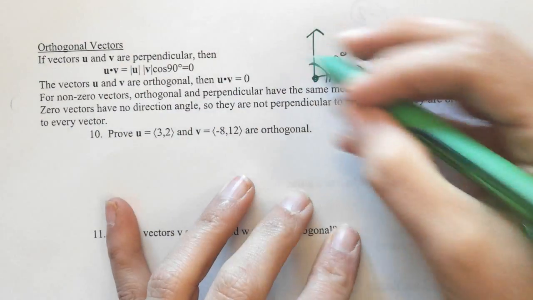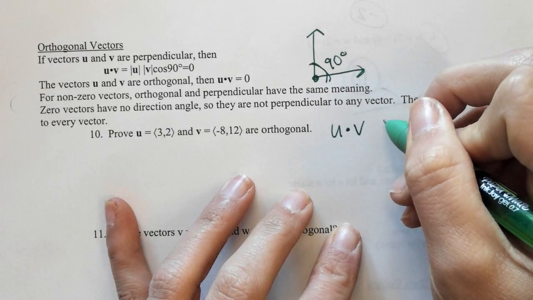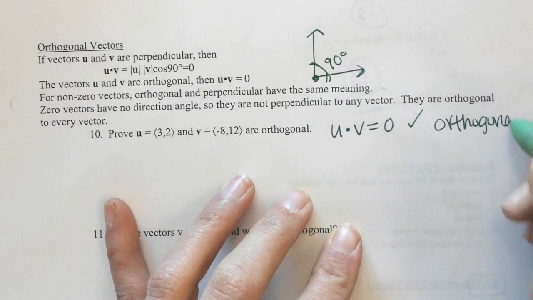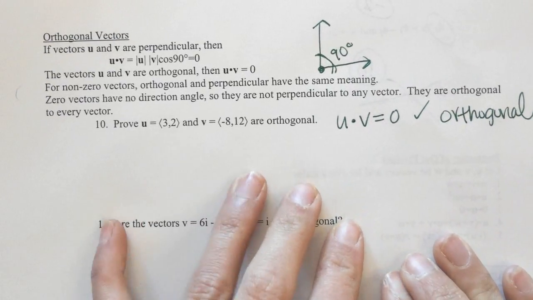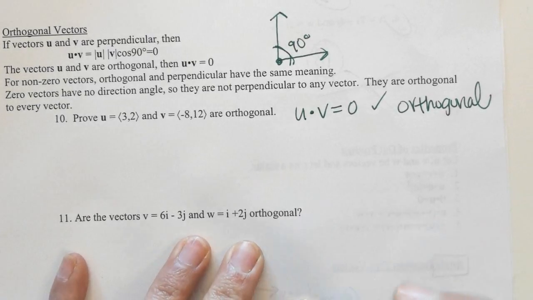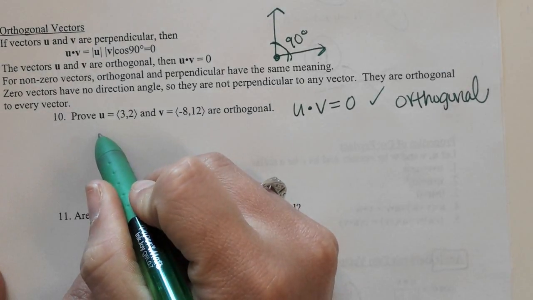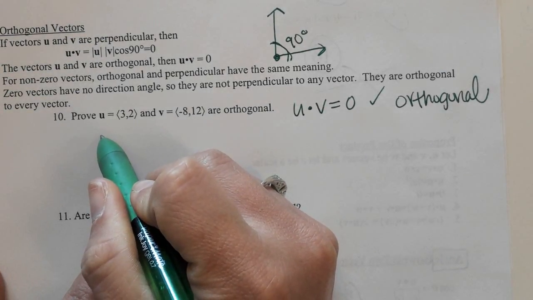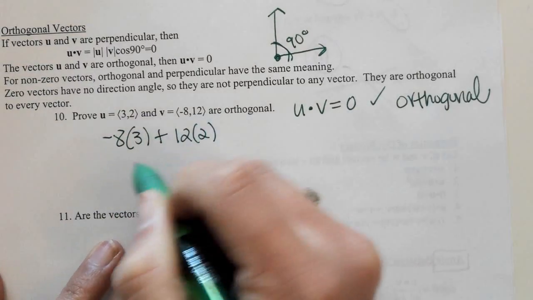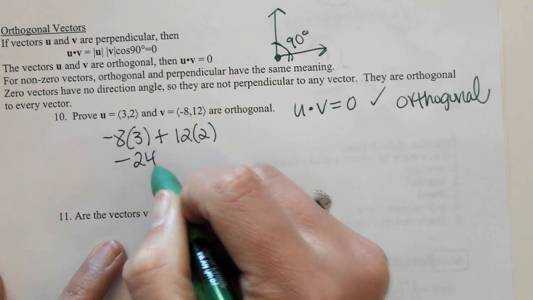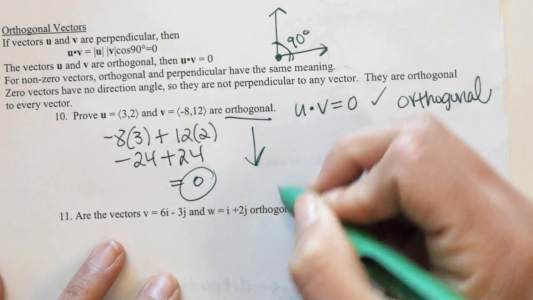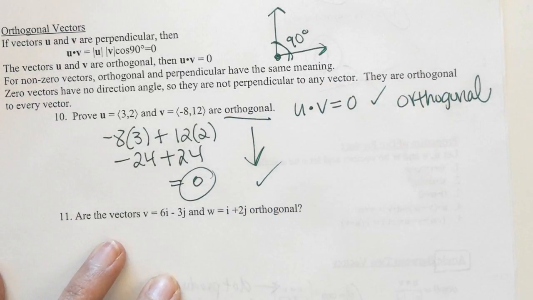All you have to do is multiply u times v. That's the dot product, correct? Yes. And if it equals 0, then they're orthogonal. If it doesn't, then they're not orthogonal. Okay, so tell me how to find the dot product of these two. What would you do with the numbers inside? Times, plus, that's going to give us negative 24 plus 24, which equals 0, very good. So these are orthogonal because their dot product is 0.